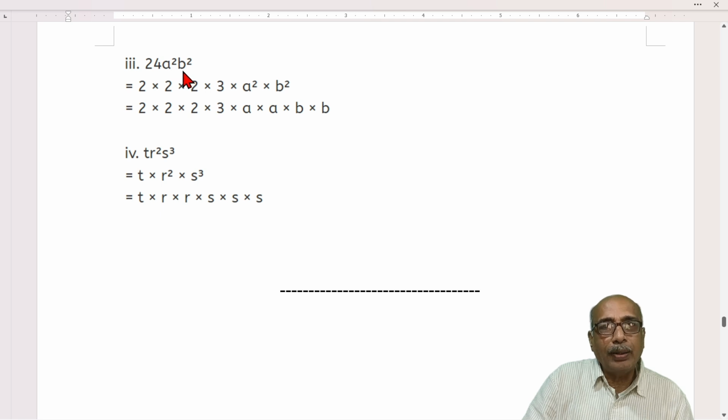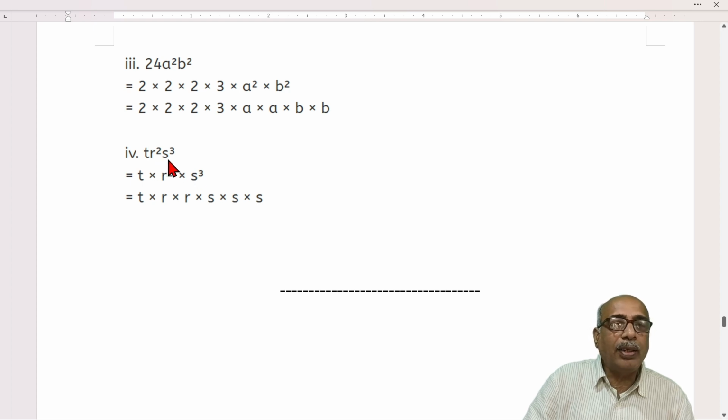24a square b square. So this equals, now you know the factors of 24. You can do simplification, 2 into 12, then 2 into 2 into 6, and so on. So here it is done directly. 2 2s are 4, 2 4s are 8, 8 3s are 24. So into a square, b square. So 2 into 2 into 2 into 3, a is twice, so a into a, b is twice, so b into b.